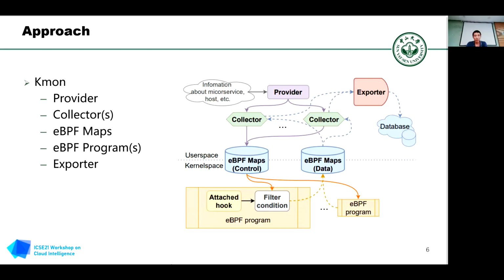The collector, which loads and controls eBPF program behavior, uses this information to translate in-kernel data extracted by the eBPF program into human-readable indicators and to notify the eBPF program to change its monitoring target. All indicators translated by the collector can be exported to a database by the exporter. In the next part, I will talk about each part of Kmon in more detail.